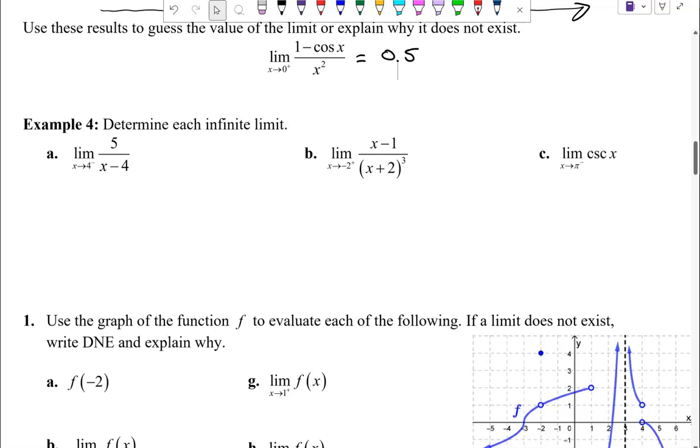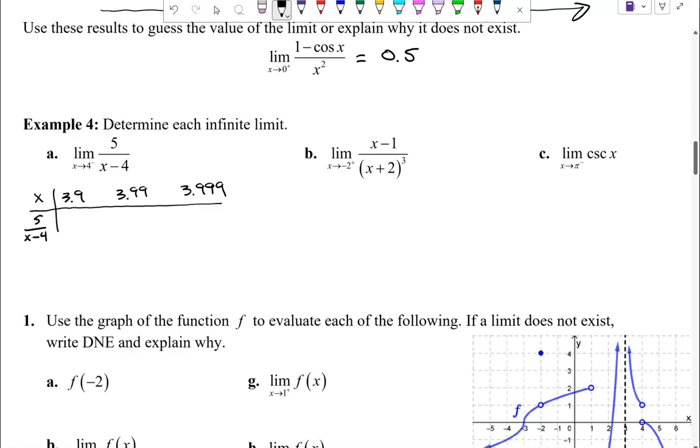Example 4, determine each infinite limit. In part A, we're finding the limit of 5 over x minus 4 as x approaches 4 from below. So we could graph this and observe the behavior of the function as we approach 4 from below, or we could build a table. So let's plug in values for x that are just a little bit less than 4. For example, 3.9, 3.99, 3.999. And then we'll plug them into the function to see what's going on.